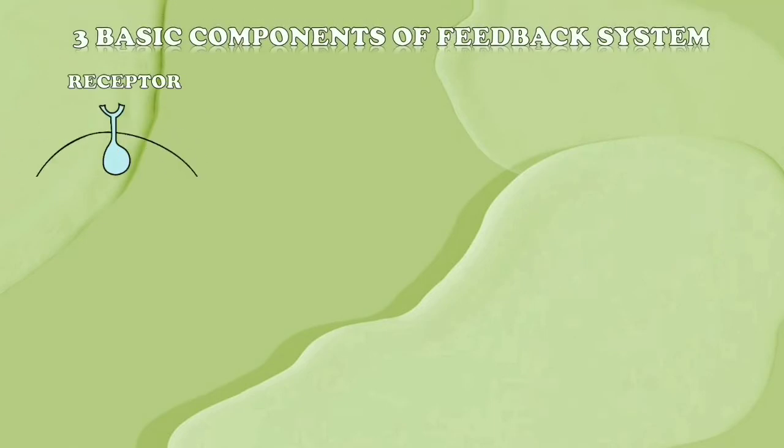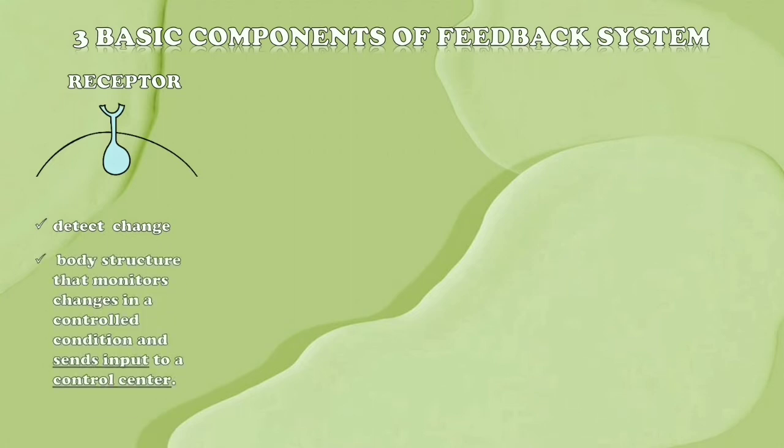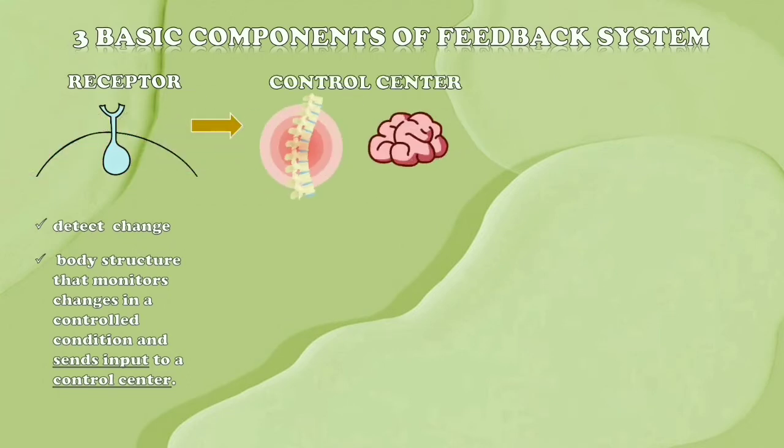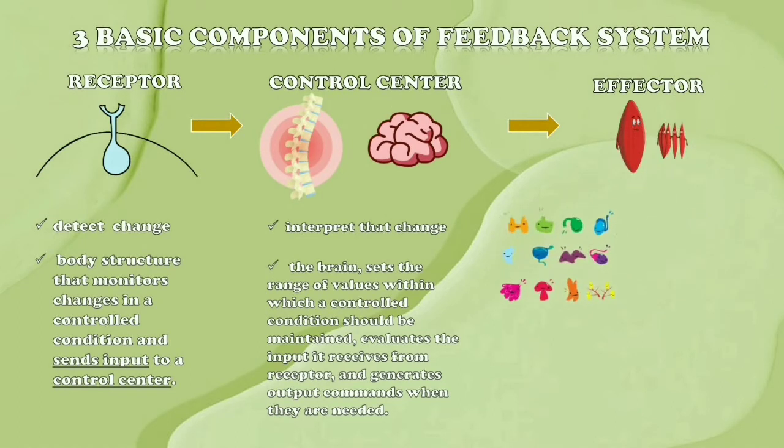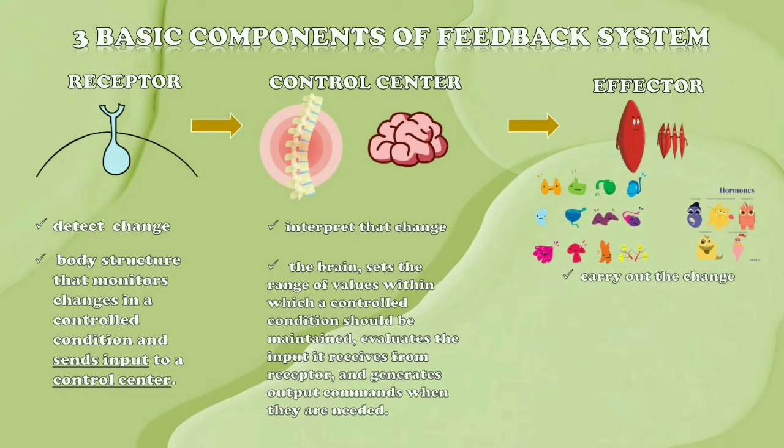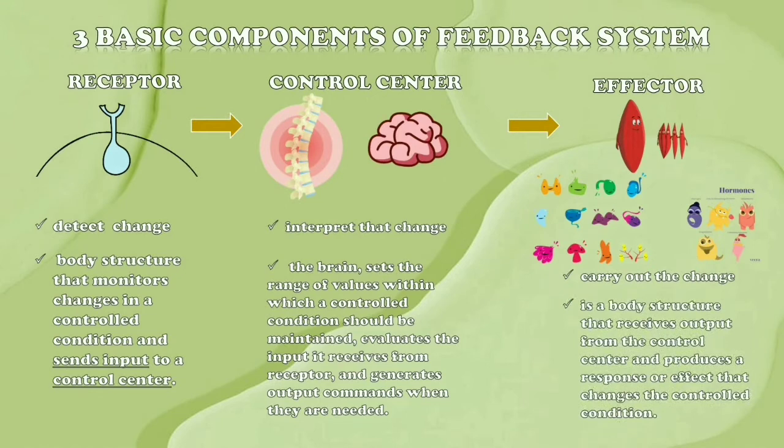Let's move on to the three basic components of a feedback system. The receptor detects the change. A receptor is a body structure that monitors changes in a controlled condition and sends input to the control center. The next component is the control center, which interprets the change detected by the receptor. Specifically, it is the brain that sets the range of values within which a controlled condition should be maintained, evaluates the input it receives from receptors, and generates output commands when they are needed. After interpretation of the change, the command is sent to the effector, which carries out the change. An effector is a body structure that receives output from the control center and produces a response or effect that changes the controlled condition.